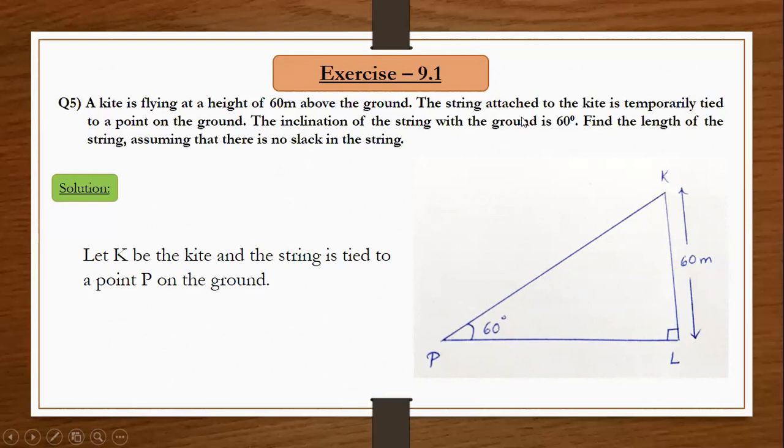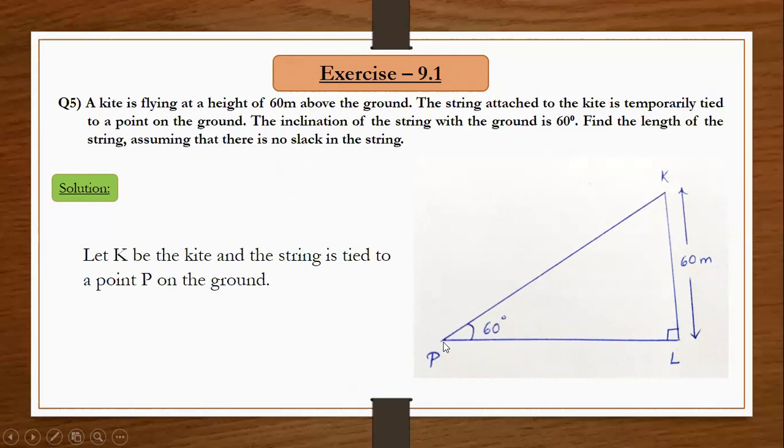The string stretched to the kite is temporarily tied to a point on the ground. So KP is the string and at P it is being tied. The inclination of the string with the ground is 60 degree. Inclination means angle, how much it has inclined, that is 60 degree. Find the length of the string assuming that there is no slack in the string.